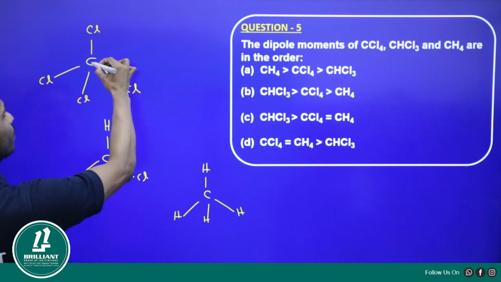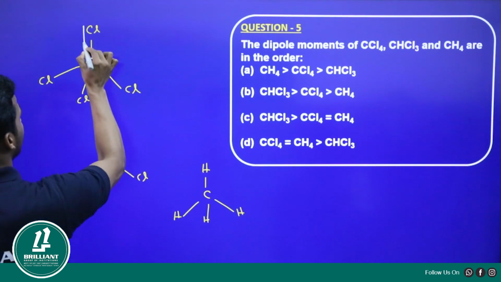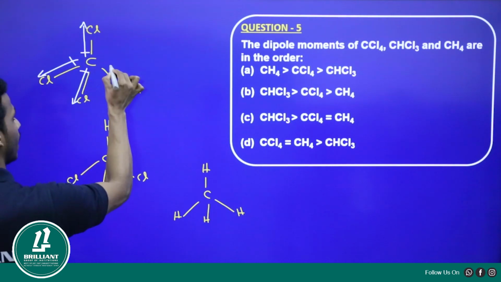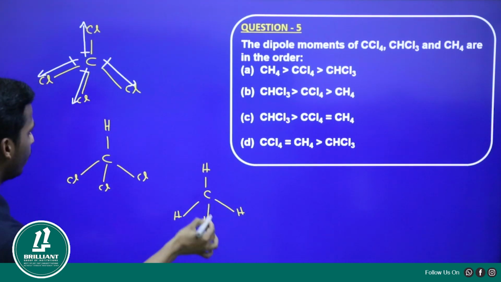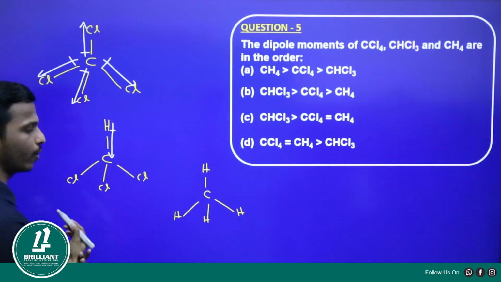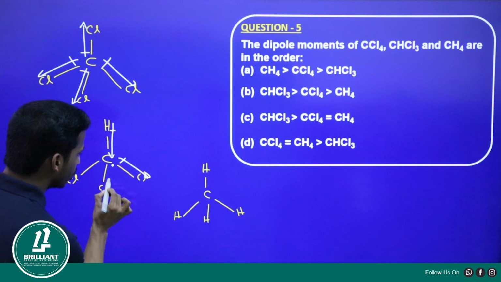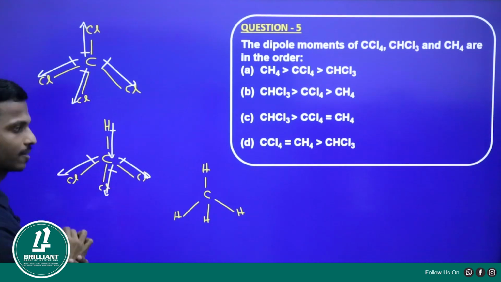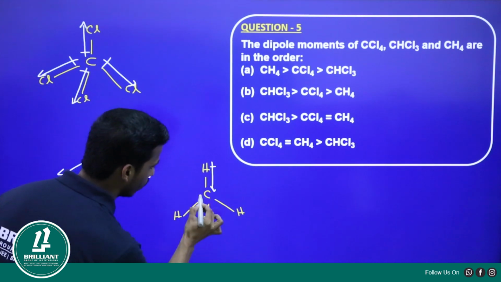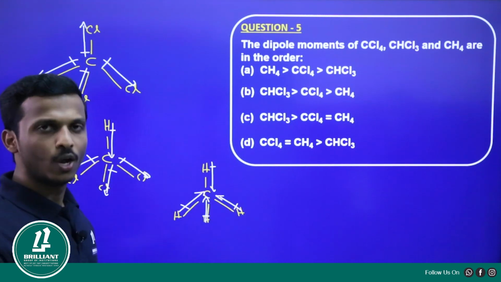Listen. Carbon and chlorine: chlorine is more electronegative, right? So these electrons have a tendency to shift towards chlorine. Here we can draw the dipole moment like this. Then what about CHCl3? Carbon and hydrogen: carbon is more electronegative. Carbon and chlorine: chlorine is more electronegative. So we can show the representation of electron shift like this. And what about CH4? In this case, it will pull electrons towards carbon because carbon is more electronegative.